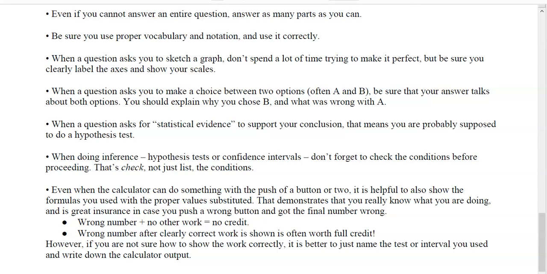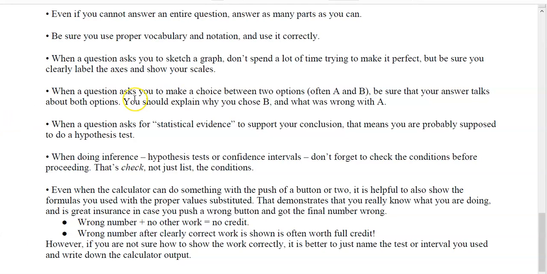Because if you show the work correctly and you accidentally put it in your calculator wrong and get the wrong answer, you'll still get the question right. But if you know how to do the problem and you just put it in your calculator wrong and get the wrong answer and you don't show any work, you'll definitely get it wrong. So make sure to show work when you know what you're doing.